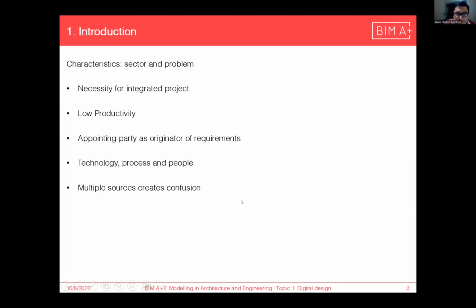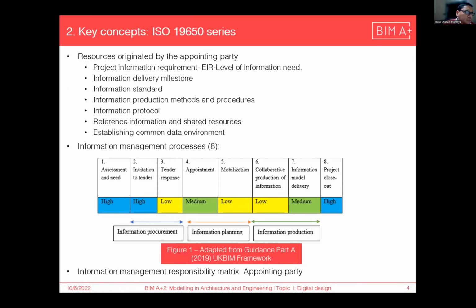So, as part of the literature review, there are some key concepts that need to be highlighted. Let's start with the ISO 19650 series.